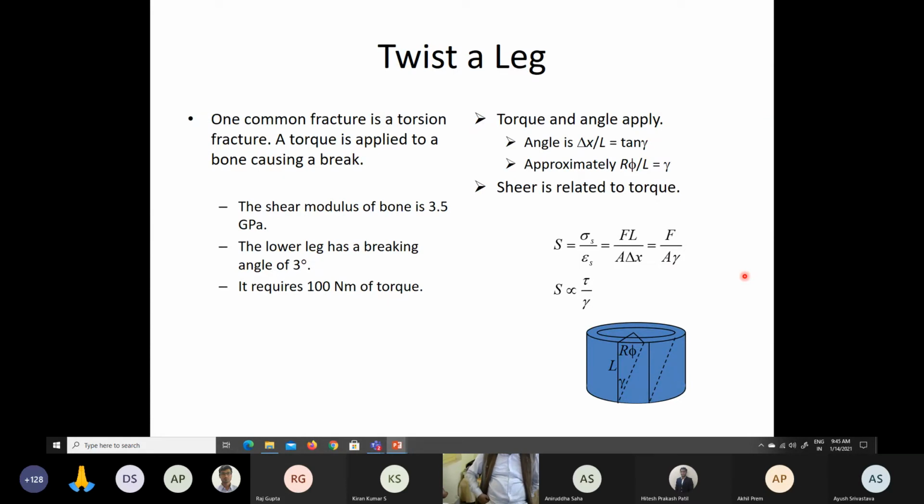I hope most of the students do some sporting activities and they often twist their leg. Okay, so twisting of the leg is a manifestation of the basic mode of deformation, that is due to torsion. Okay, so one common fracture mode is a torsion fracture. Okay, so a torque is being applied to a bone, causing a break.